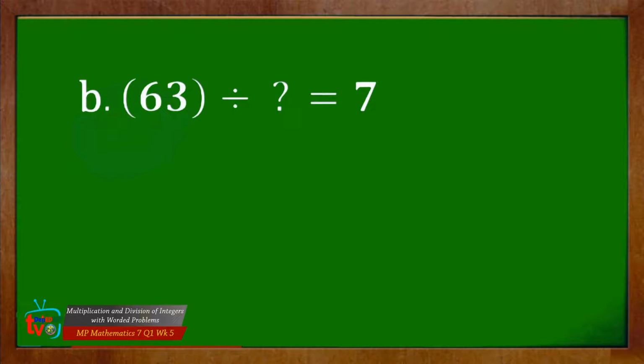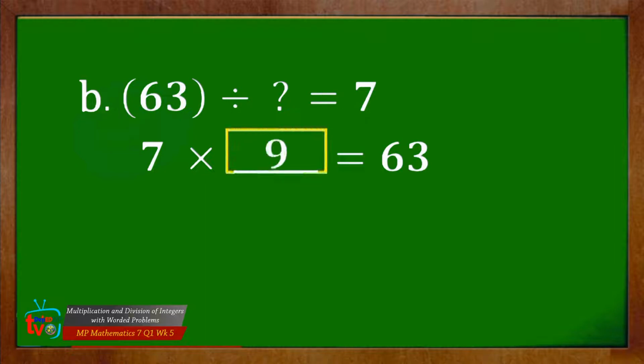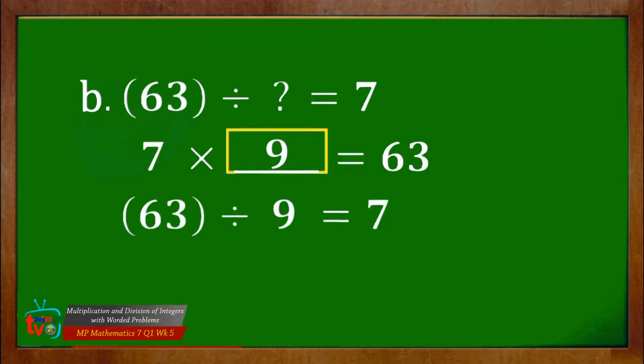Letter B example. 63 divided by blank equals 7. To get the answer, we'll think again of a number to be multiplied to 7 to get a product of 63. That is 9 or positive 9. Why positive? The product is positive and 7 is also positive. Therefore, our answer is also positive.